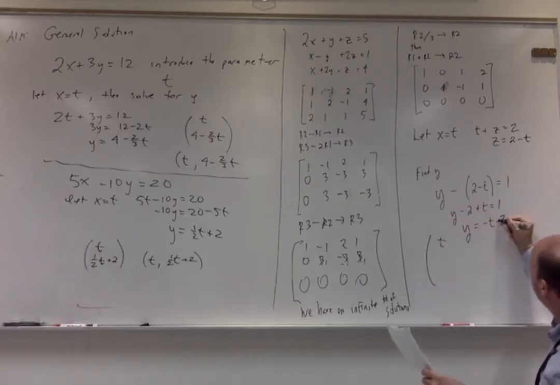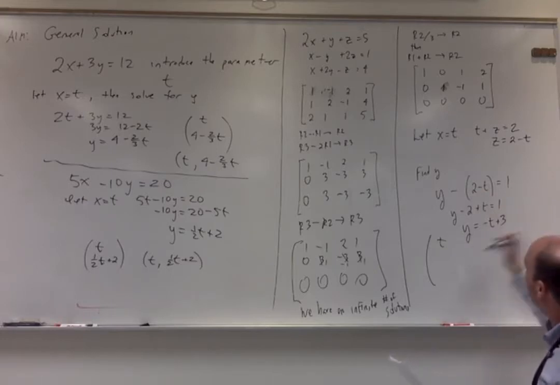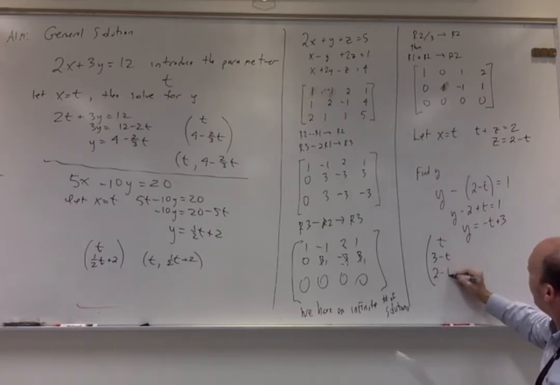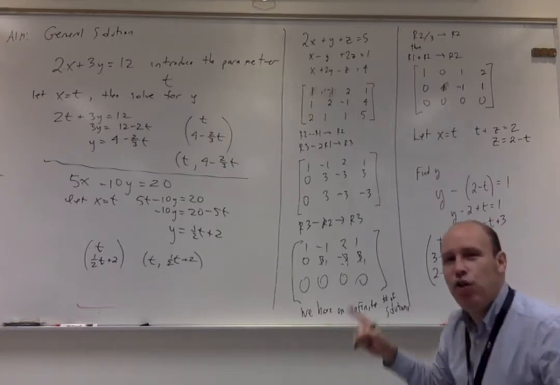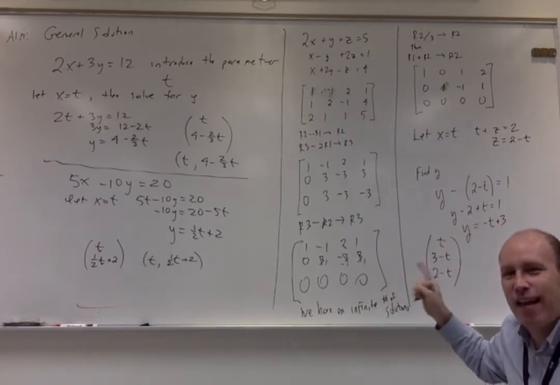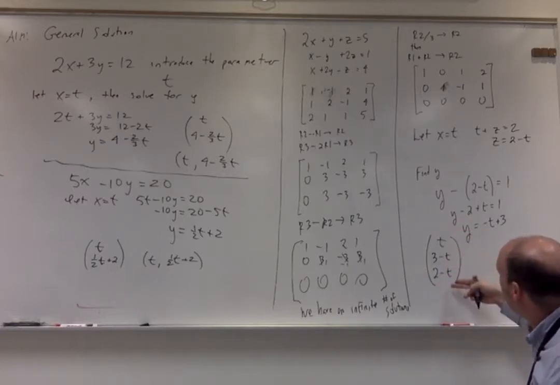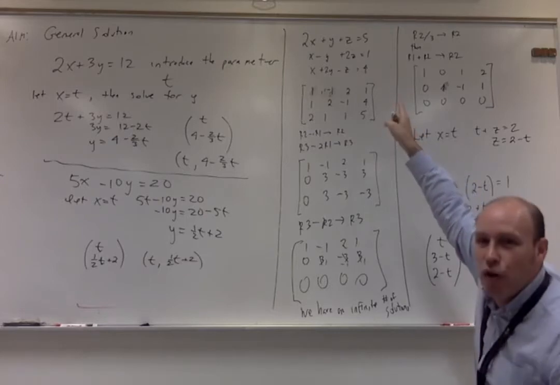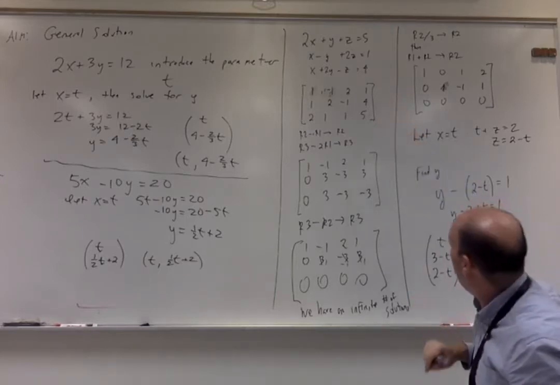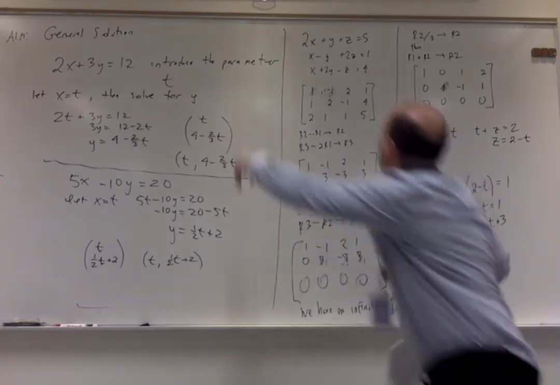sorry, this is plus 3. Yes, sorry about that. t, 3 minus t, 2 minus t. Any t you put in there gives you the correct answer. If t equals 0, you have 0, 3, 2. That is the solution up there. You can check that. Yeah, 0, 3, 2.